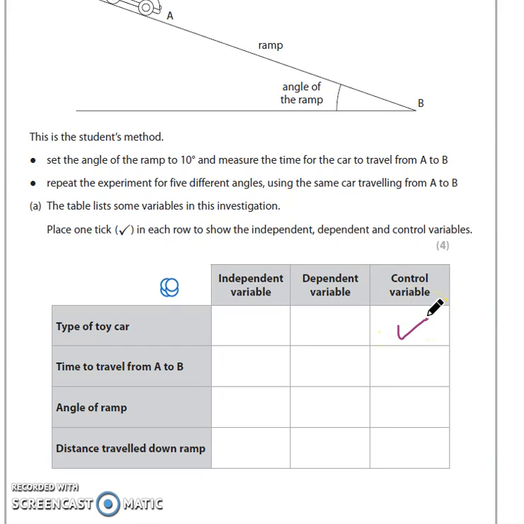The time taken to travel from A to B, that's what we're measuring. So that is the dependent variable. The angle of the ramp is the thing that we change each time. So that's the independent variable. And the distance travelled down the ramp must be kept the same. That's the A to B mark. So that is another control variable.